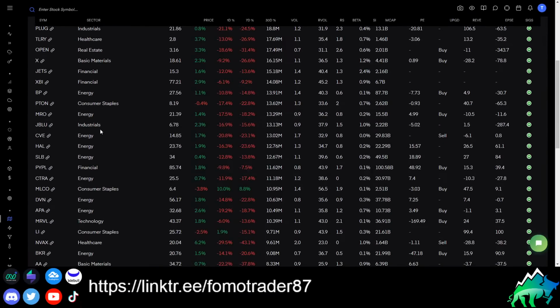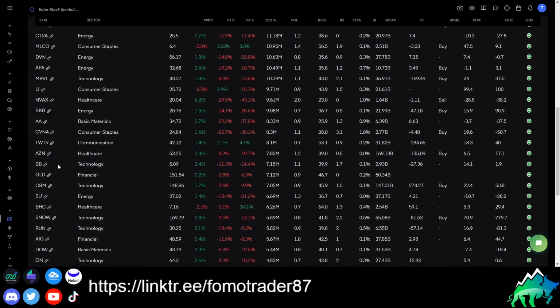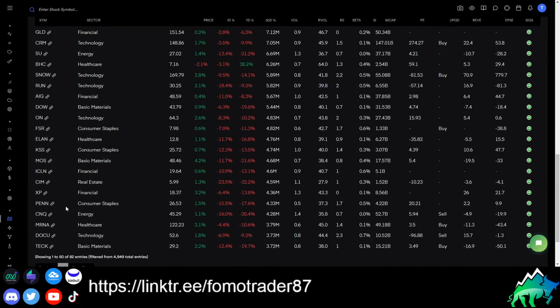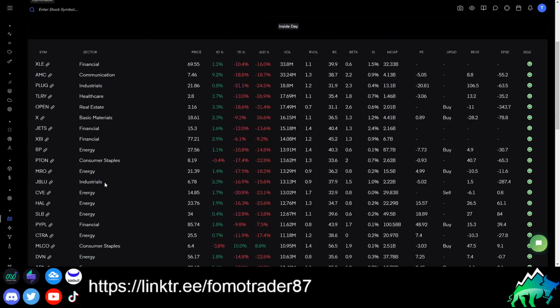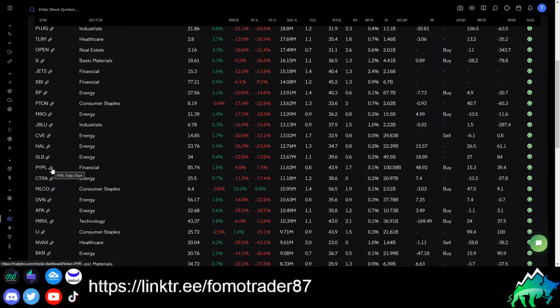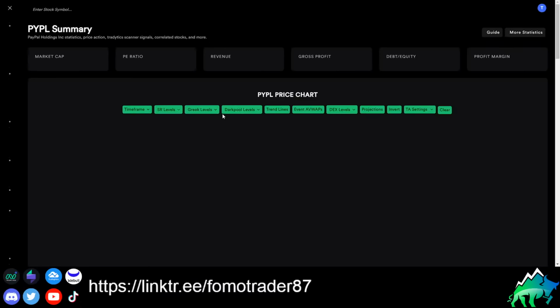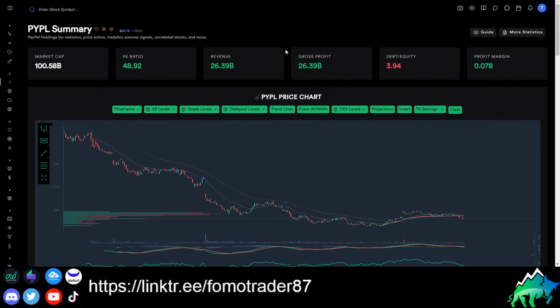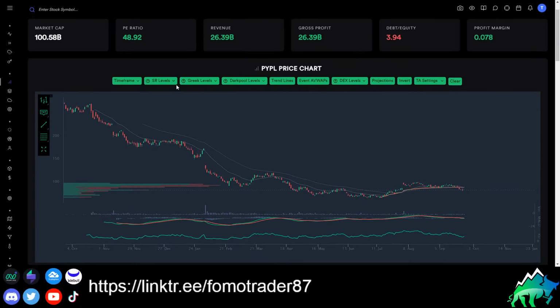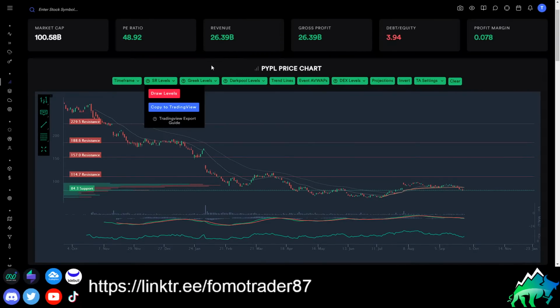Another one in the list that kind of piques my fancy here, we have Carvana, Twitter, Snow. So to build confluence for these as well, if we look at PayPal, we want to go in here and look at PayPal on the stock dashboard as well as the option dashboard. So we draw our support and resistance levels, and we can see that PayPal is sitting on major support right now at 84.30.